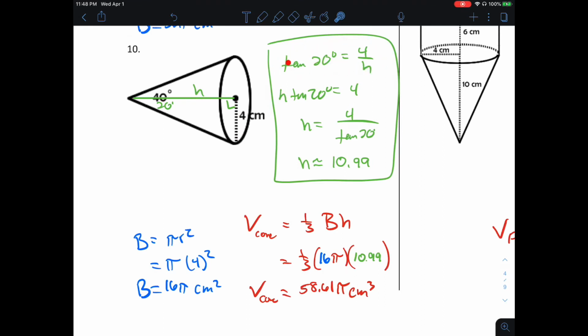So we have our equation here. Multiply both sides by h. Divide by tangent of 20. Put this in your calculator. The directions don't say how to round, so use your best judgment.